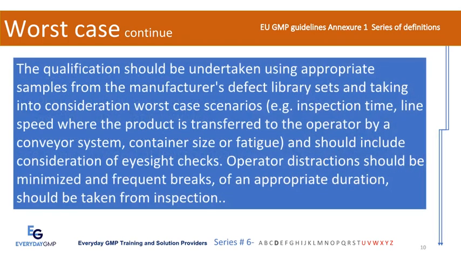Continuing worst case. The qualification should be undertaken using appropriate samples from the manufacturer's defect library sets and taking into consideration worst-case scenarios, e.g. inspection time, line speed where the product is transferred to the operator by a conveyor system, container size or fatigue, and should include consideration of eyesight checks. Operator distractions should be minimized and frequent breaks, of an appropriate duration, should be taken from inspection.